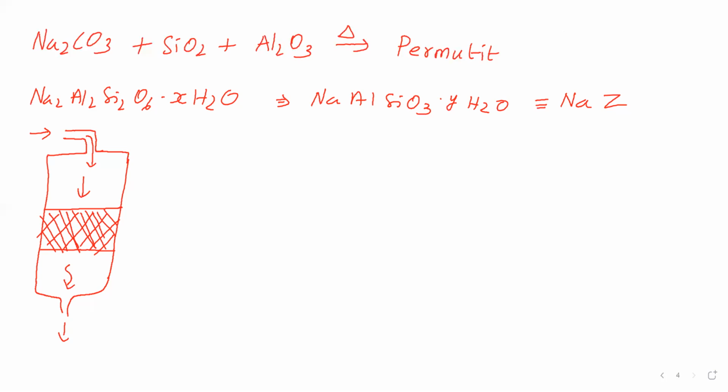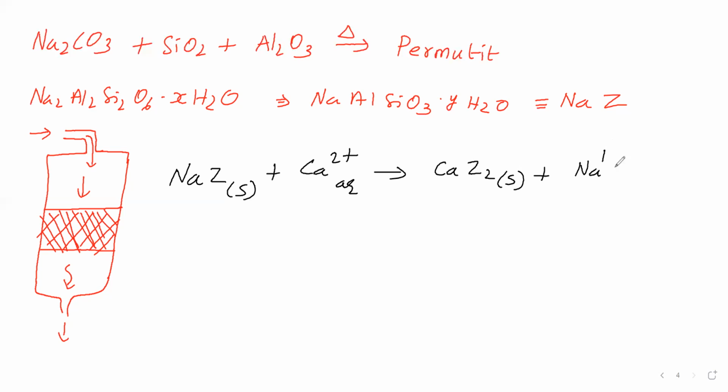Why is it so? What is the reaction? Permutit is NaZ, it is solid. Now, hard water contains calcium ions. Calcium ions and sodium ions get displaced. Sodium ion comes out, calcium ion enters this place. So we get CaZ2. Then the sodium ion goes to solution.